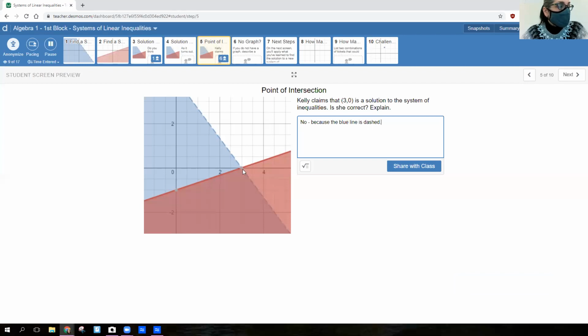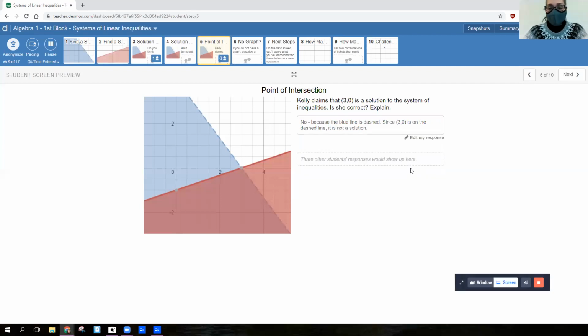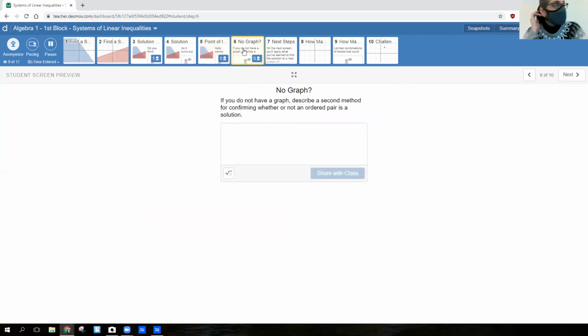(3, 0) is right here, guys. This is the point (3, 0). And so if that blue line was solid, you'd be okay. But it's not. So that means that we can't count that point, okay? Since (3, 0) is on the dashed line, it is not a solution, okay? All right, nice job, those of you that said no. Very good, Albert, leading the pack. All right, let's move to the next slide.